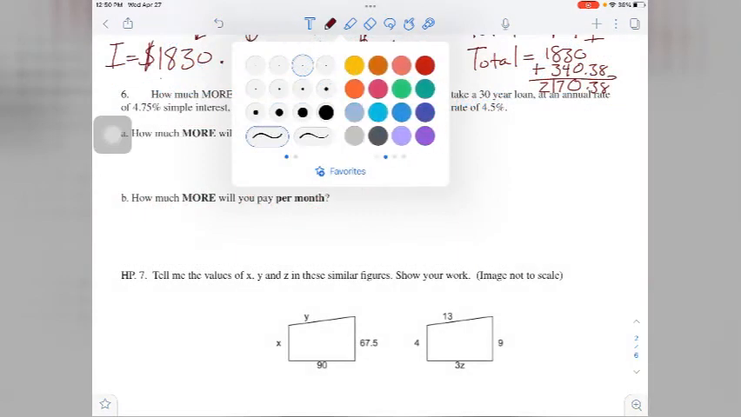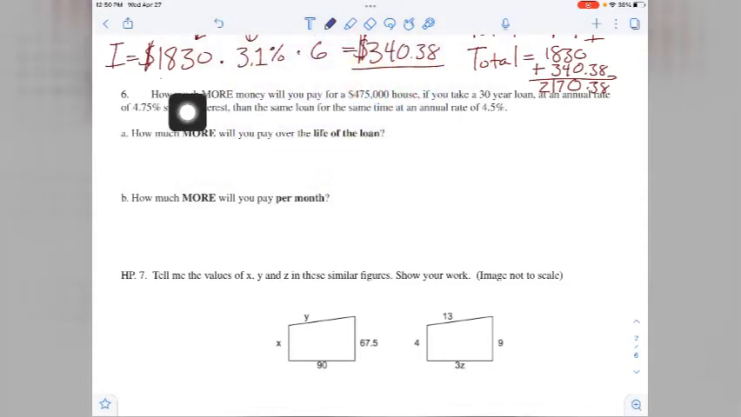Okay, final question. Final non-HP question. So this question is a comparison. It says, how much more money will you pay for a $475,000 house if you take out a 30-year loan at an annual interest rate of 4.75% than you would if you took out the same loan, so a $475,000 30-year loan at 4.5%.